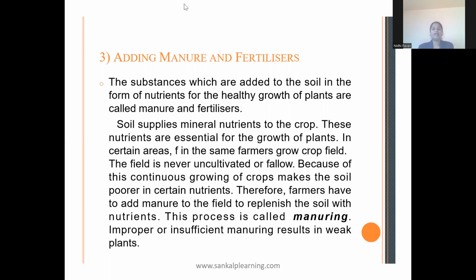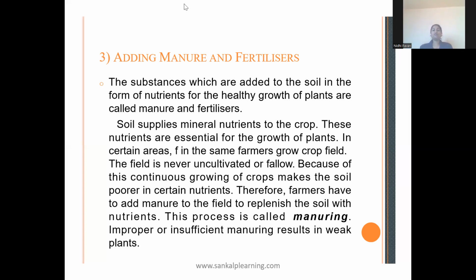The substances which are added to the soil in the form of nutrients for the healthy growth of plants are called manure and fertilizer. We know that plants also have certain nutrients inside their body. But those nutrients are not enough for the growth of a plant. So we have to add extra nutrients for good growth and good yield of a crop. Adding extra nutrients to the soil for the growth of a crop is called manure and fertilizer.